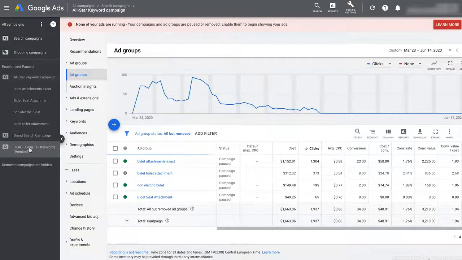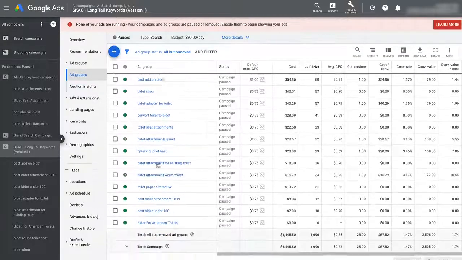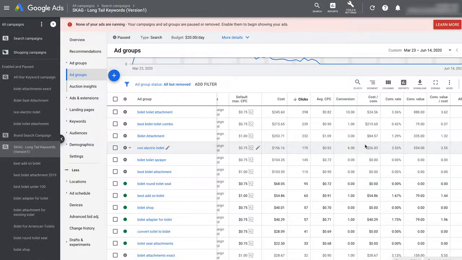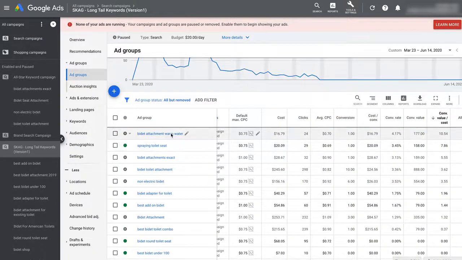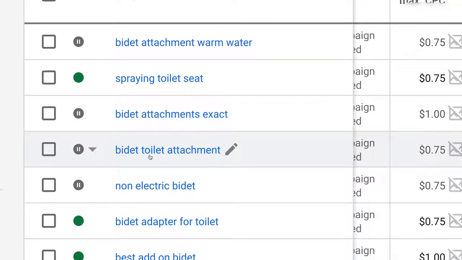And if we look at, let's just say, the SCAG long tail keywords. Okay, so now we have a ton of these right here that they broke down. Okay, let's search and see which one was the best one. Bidet attachment, warm water. Dang, okay, cool, but that was only one conversion. Let's see, okay, this one got 10. Let's see what it is. Bidet toilet attachment. Okay, cool.